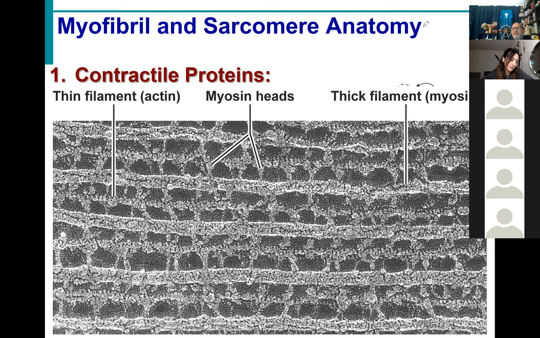Notice we have these big, huge, thick myosin proteins. Notice the myosin proteins have their myosin heads coming off of them. And these thick myosin filaments, we can see, are grabbing a hold of that thinner actin. And we can see they overlap with each other. Interlocking, myosin, actin. We can see this really nicely here in the electron microscope.